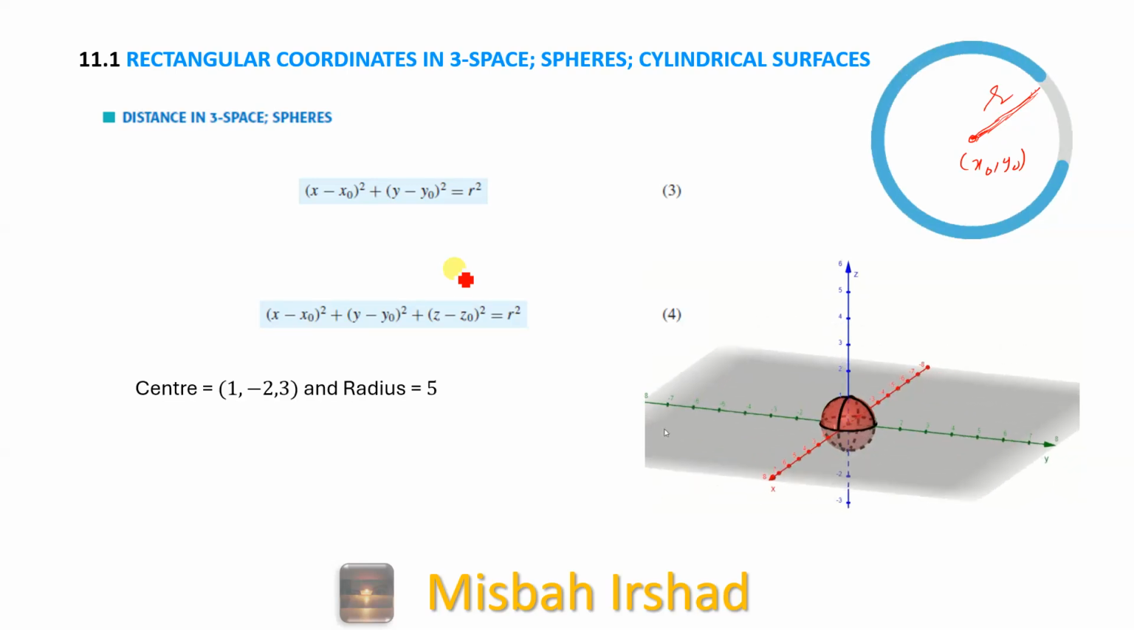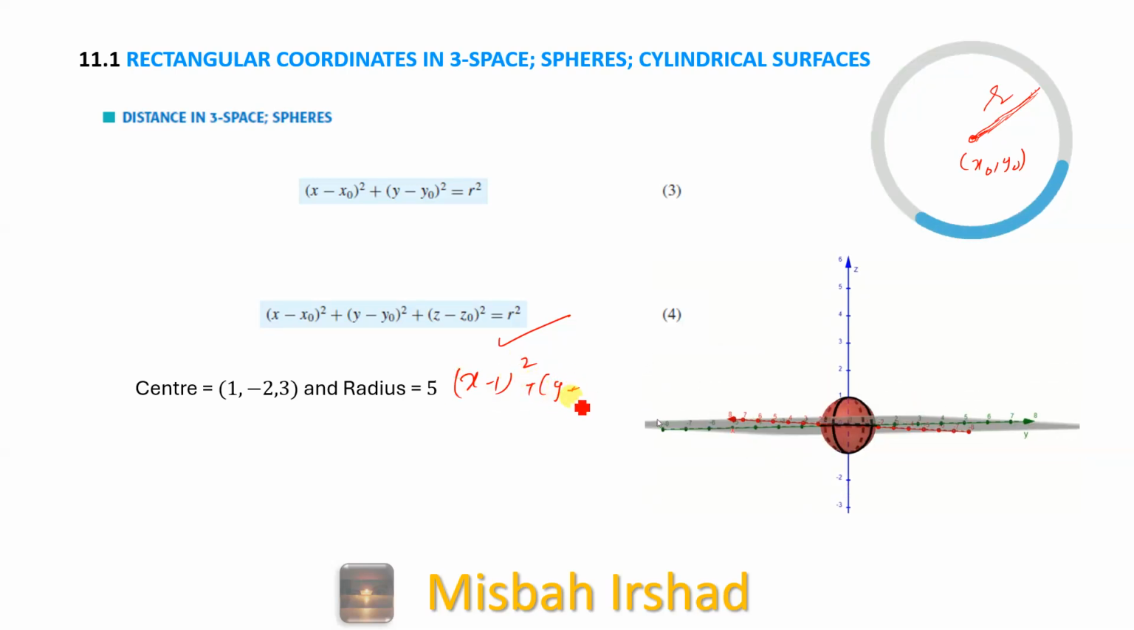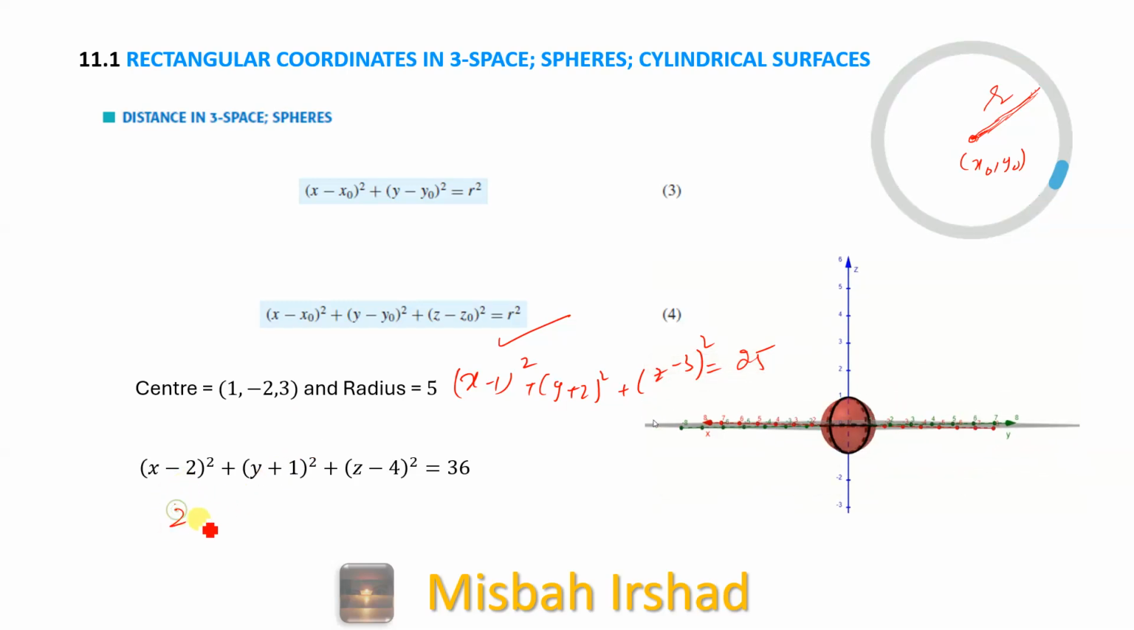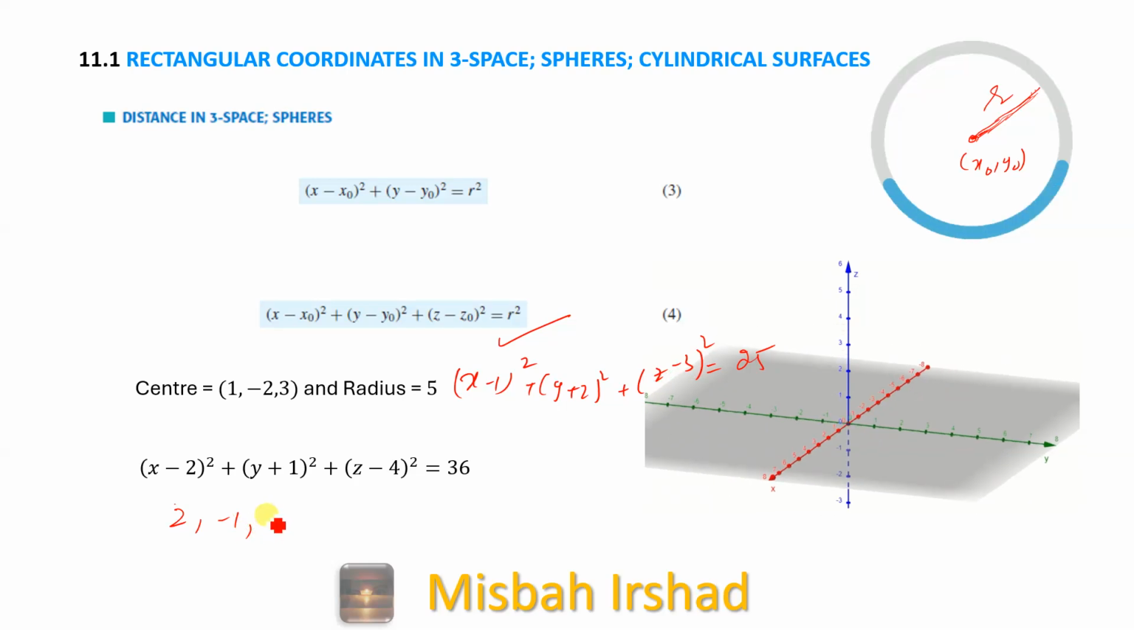So if we have the center and radius of the sphere, we can find the equation of this sphere by substituting these values into this equation. So the equation of this sphere would be (x minus 1) squared plus (y plus 2) squared plus (z minus 3) squared equals 5 squared, that is 25. Similarly, if we have an equation, we can extract the center and radius of the sphere. So the center of this sphere would be 2, negative 1 and 4. And its radius would be square root of 36. So this is equal to 6.